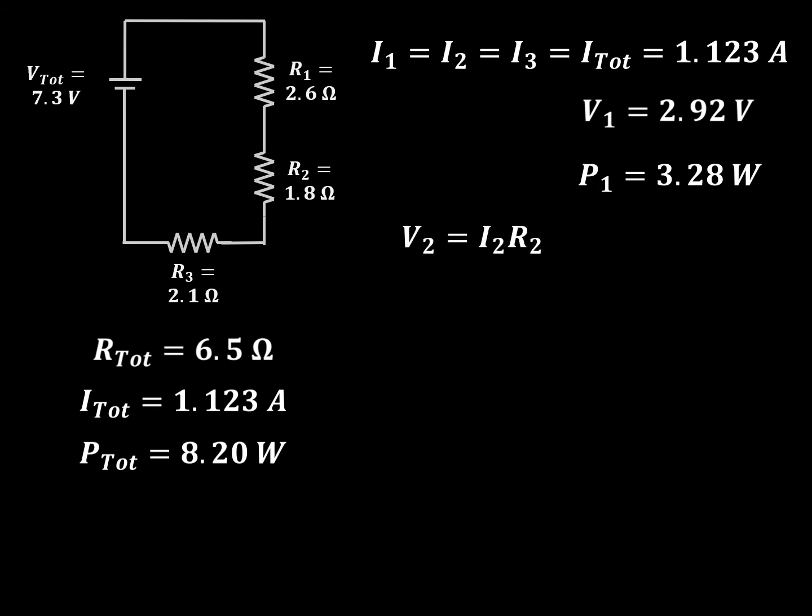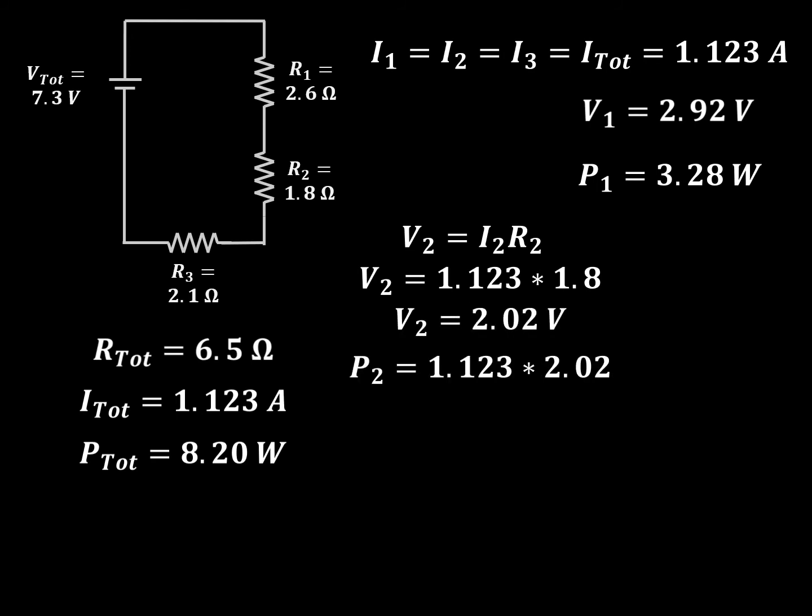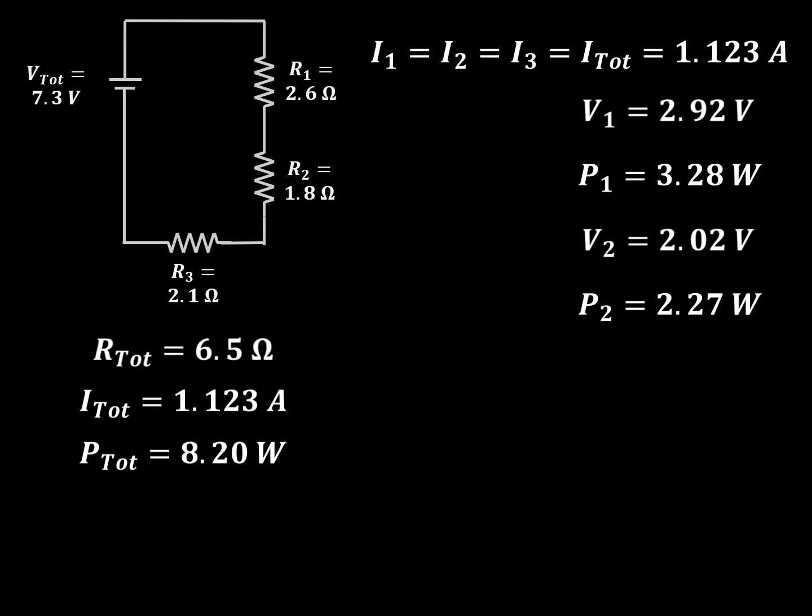The next resistor, the voltage is going to be equal to current times resistance, so it's 1.123 times 1.8, and that's going to give me 2.02 volts. The power is going to be 1.123 times 2.01, because that's current times voltage, and that gives me a total of 2.27 watts. Go ahead and put those aside.